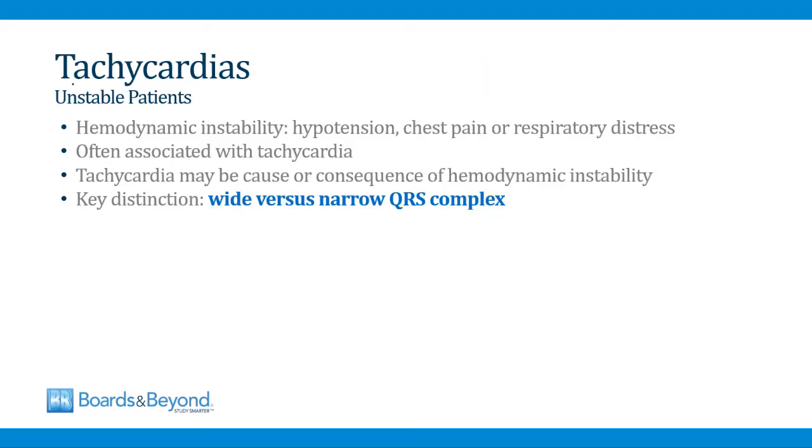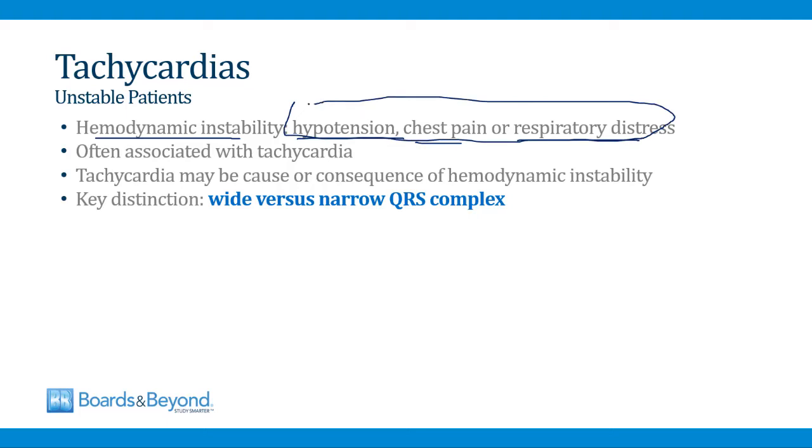Now let's talk about evaluating tachycardic rhythms in unstable patients. So when we say a patient is hemodynamically unstable, usually what we mean is they have hypotension or chest pain or respiratory distress of acute onset. And when one of these things is going on, the patient often has a fast heart rate. In other words, they have a tachycardia. Now in clinical practice, sorting this out is tricky business because the tachycardia could be causing the patient to be unstable, or the tachycardia could be a consequence of the instability.